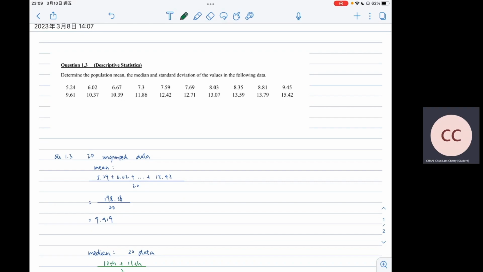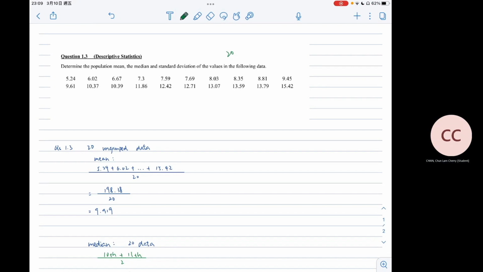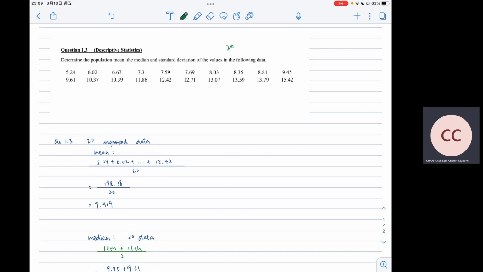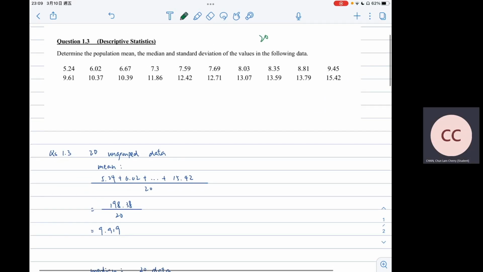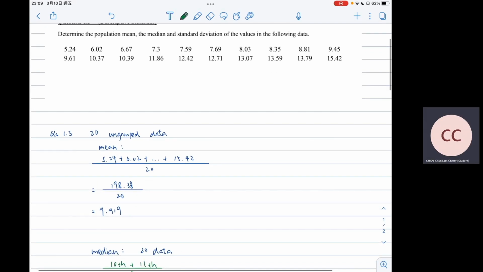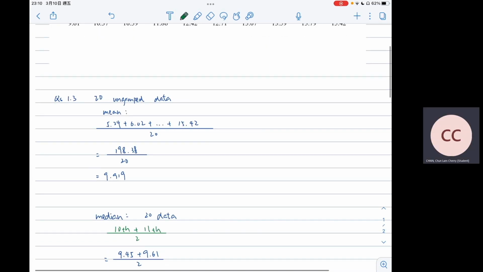For question 1.3, there are 20 ungrouped data, and they are listed in ascending order. For the population mean, we add up all the data and divide it by the number of data, which is 20, like 5.24 plus 6.02, and so on, and we add up to 15.42. We then divide it by 20, so we get the answer, which is 9.919.